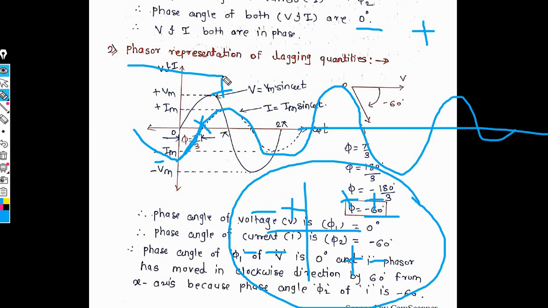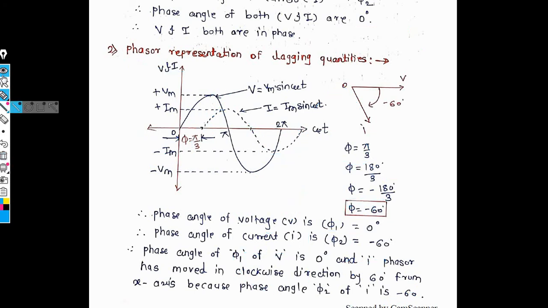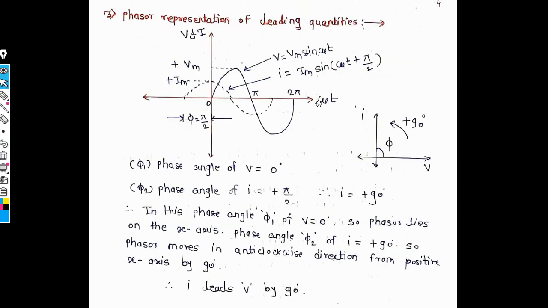And the last point is leading quantities, that is, phasor representation of leading quantities. Now we have to explain the concept of phasor representation of a leading quantity. This is the last point in phasor representation. Same procedure for phase angle for leading quantities and phase difference for leading quantities.